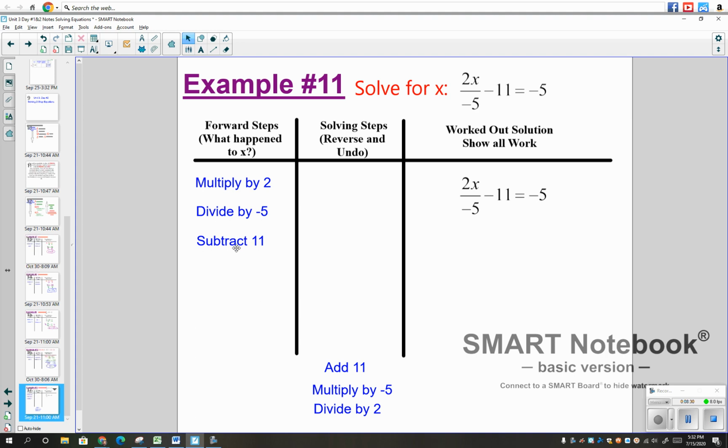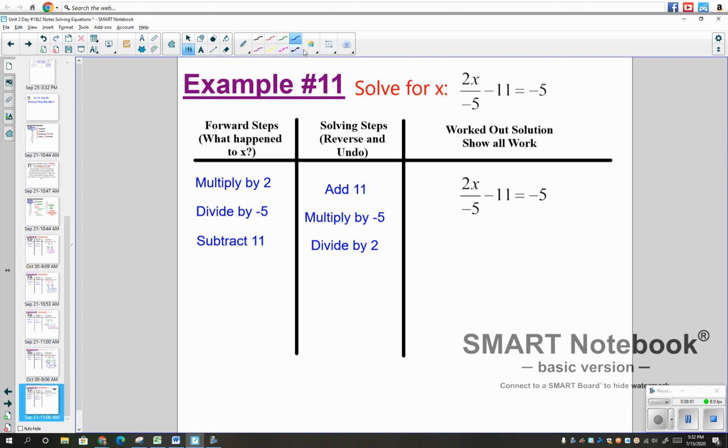So reverse and undo. Starting at the bottom, how do I undo subtracting 11? I'm going to add 11. How do I undo division? I multiply. I'm going to multiply by negative 5. And how do I undo multiplying by 2? I'm going to divide by 2. So as I solve here, start out by adding 11 to both sides. Cancels out here.